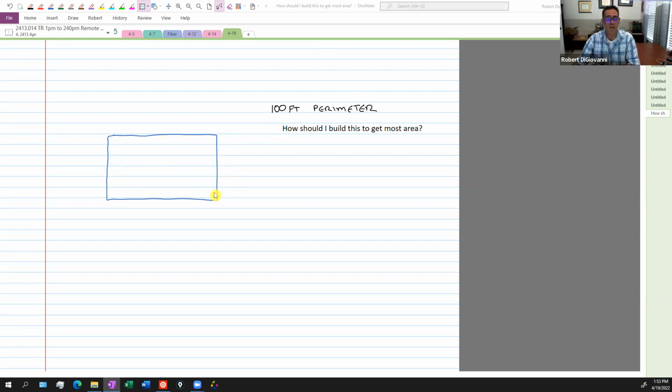So my question is, if I use all 100 feet of fence, do the dimensions of the rectangle actually impact the area, or am I going to get the same area no matter how I build it? That's the question. Yes or no? Am I going to get the same area no matter how I build it, if I have to stick to 100 feet of fence?